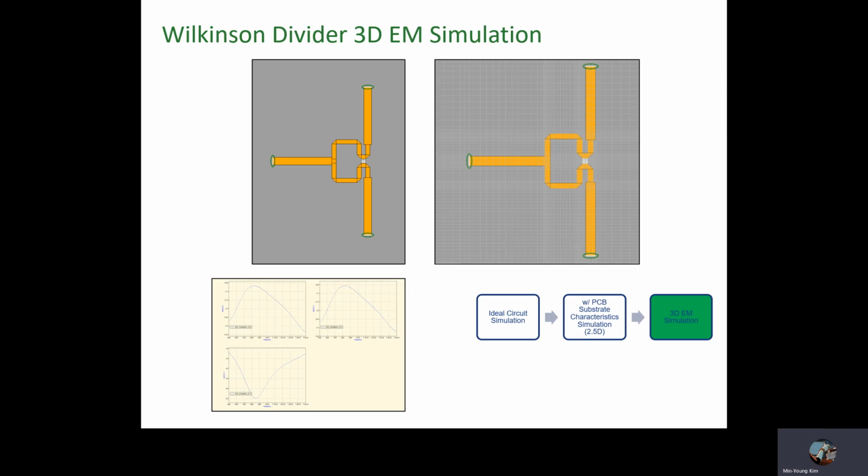The final step is 3D EM simulation. Once you decide your design parameters with the previous simulations, we can convert the design file or make a new layout description for openEMS simulation. Set the EM mesh grid, then finally run the 3D EM simulation to get the S parameter result.